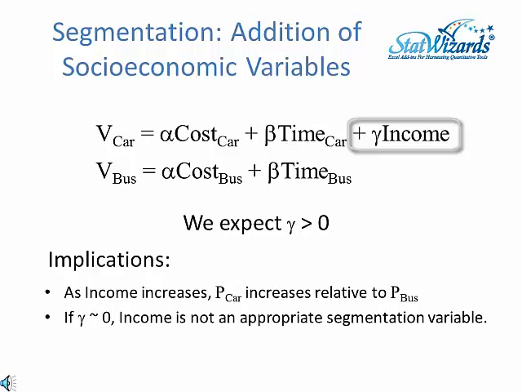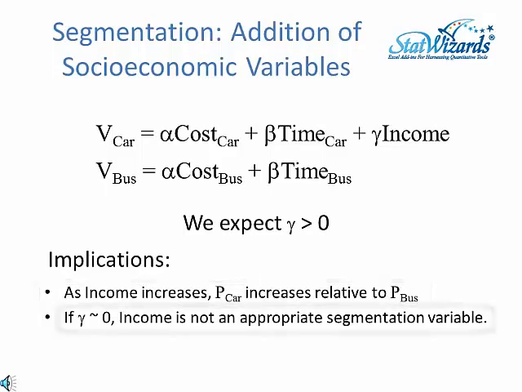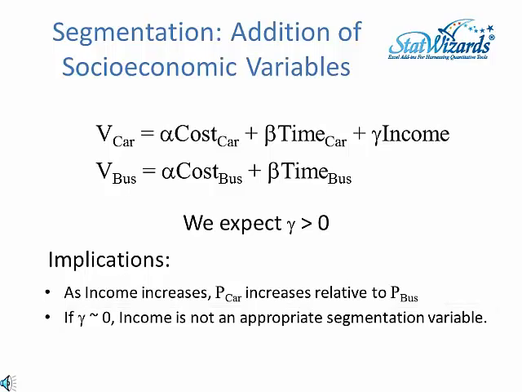We've done that in the above equation, in which we explore the possibility that after allowing for differences in cost and time, people with higher incomes tend to commute by car more often than people with lower incomes. We can test whether this assumption holds by estimating a value for gamma and seeing whether it is significantly different from 0. If this is true, our specification works. If not, we must reject it.